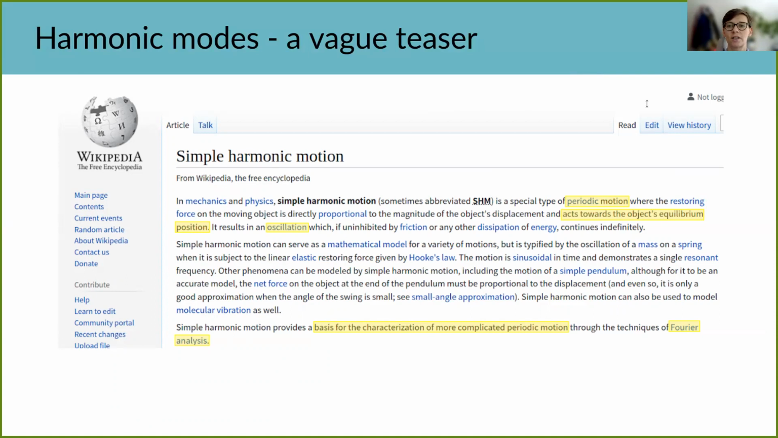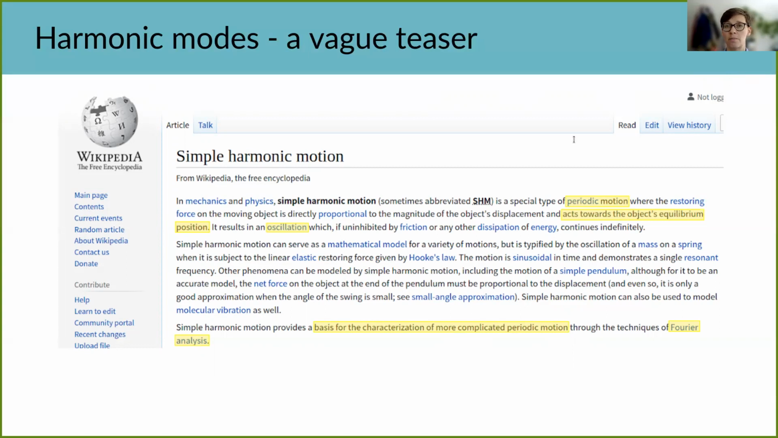And you can imagine, for example, a spring that you pull down, and then because there's tension in this spring, it gets pulled back to its equilibrium position, and then it starts oscillating. And if there's no friction, this could go on forever, right?